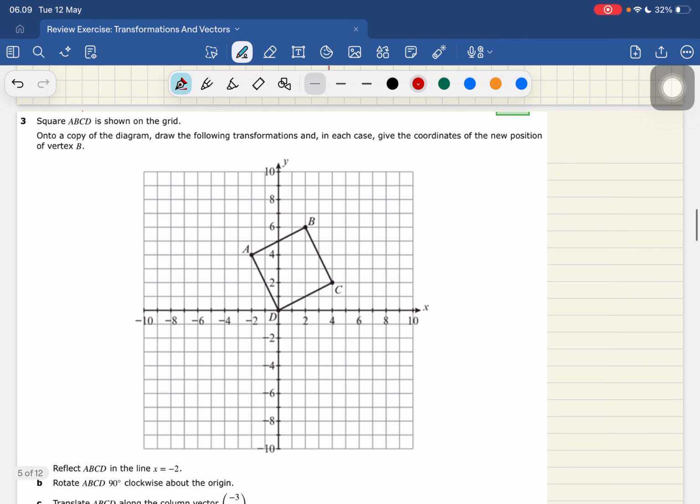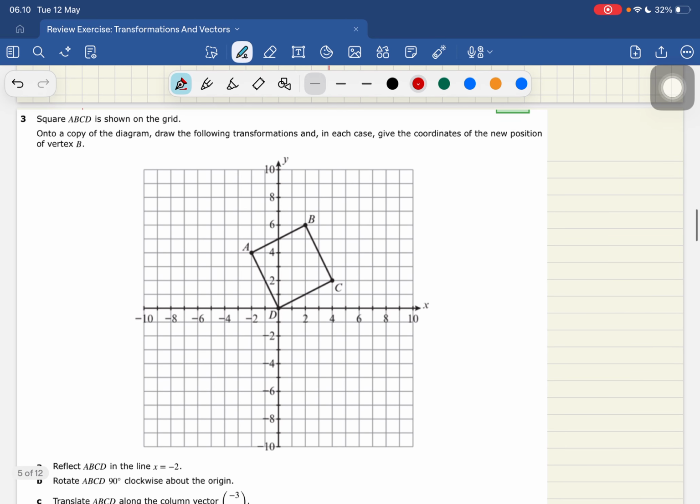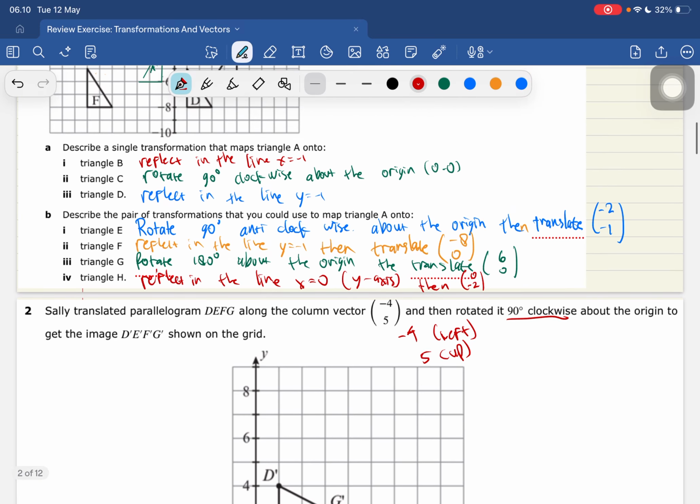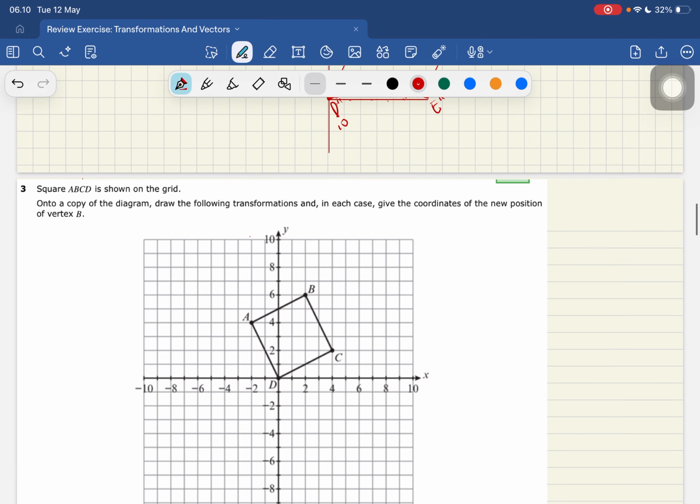Okay, next, number 3. We got square ABC on the diagram. Reflect ABC in the line x equals -2. Okay, x equals -2. Here it is, the line. So A is going to be the invariant. So just keep it there.